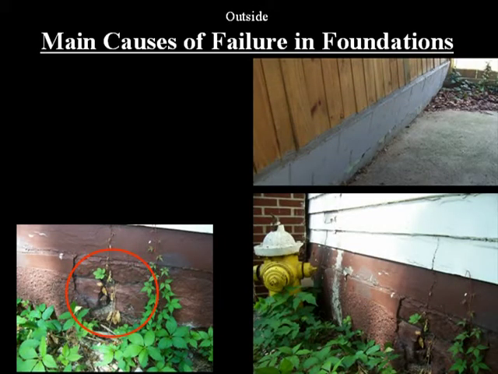The two pictures on the right are examples of a foundation wall that is bowing due to pressure. The picture on the bottom left is an example of a disintegrating wall due to years of water accumulation. The main causes of failure for foundation walls can be a number of things.